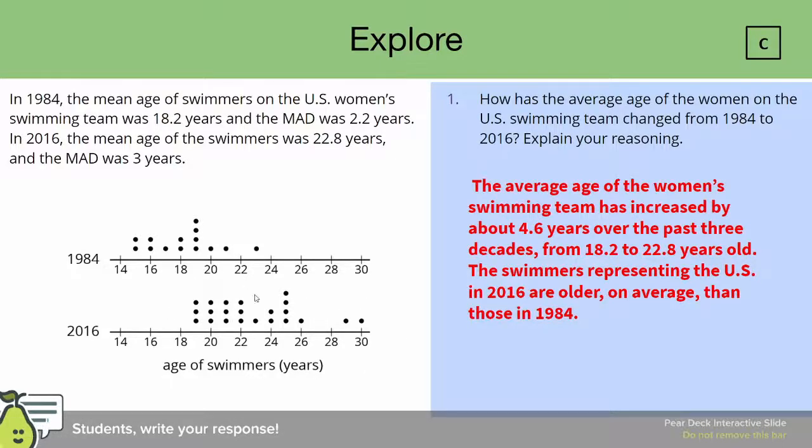The majority of the data you can see is more to the right of the dot plot, where the numbers are increasingly larger than those on the left side. We can see in 1984, the majority of our data is on the left side of our dot plot, which means the ages of our swimmers were a lot younger. We can also look at the mean of both dot plots. The mean data for 1984 of the dot plot was 18.2 years. We can see the mean age of the swimmers for 2016 was 22.8 years.